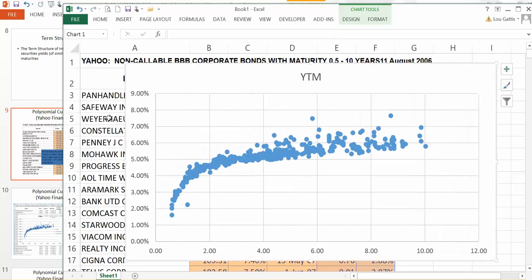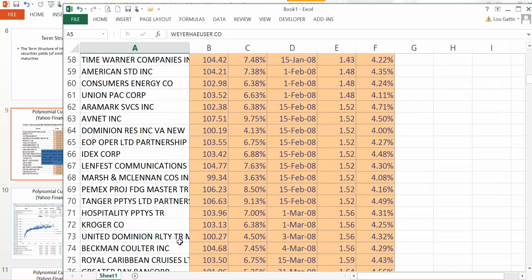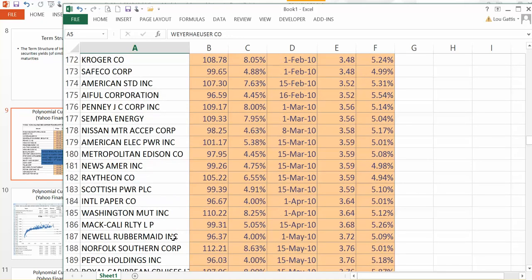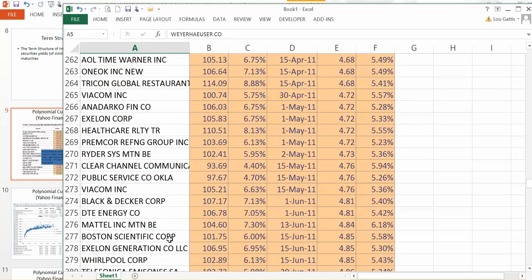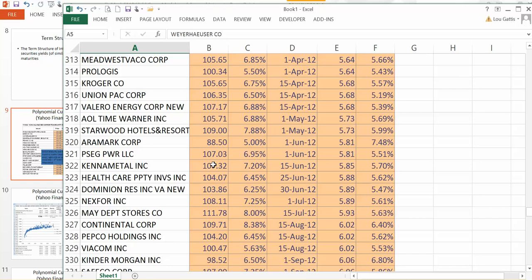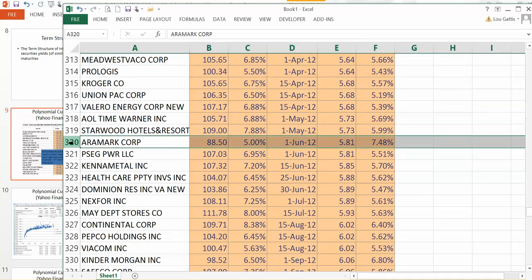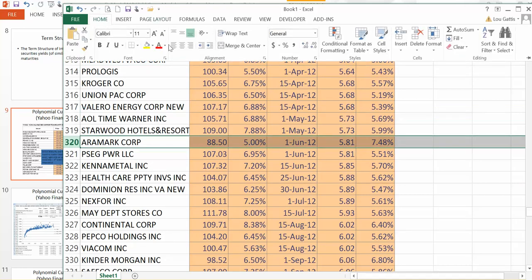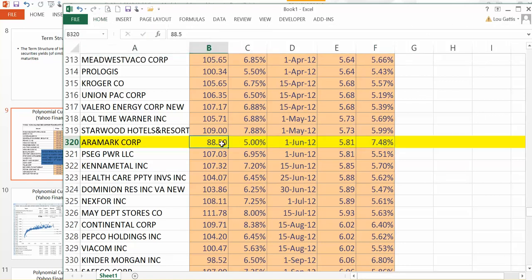So I can go find this bond, actually. Let me see. 5.81. Here it is. So that bond that looks good is this Aramark corporate bond with a 5% coupon. It matures in 2012. Again, the date here was 2006, so I've got about a 6-year bond. It has a yield of 7.48. So I like this bond.